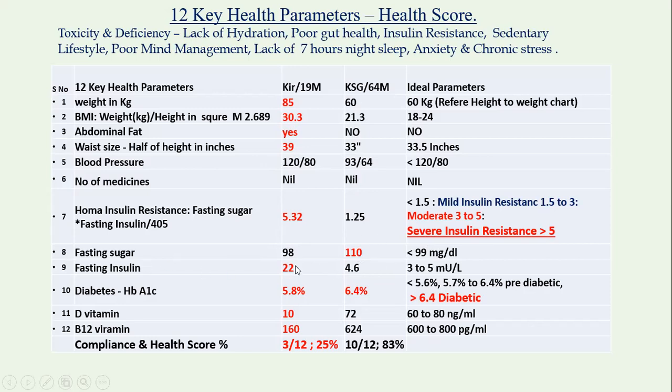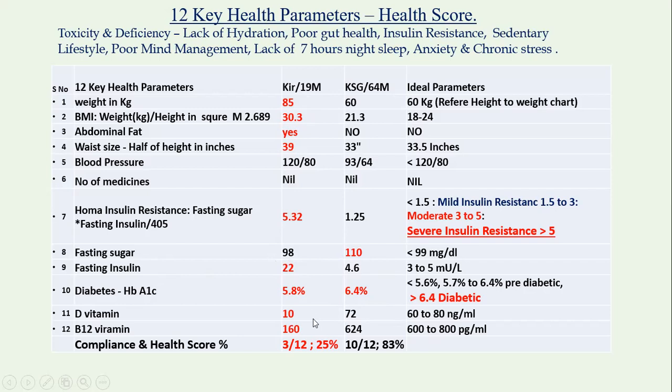And fasting insulin, look at it, 22. The range should be 3 to 5. He is almost 6 to 7 times higher. This is the reason why he is putting on weight and becoming unhealthy. Diabetes: look at 5.8%. He's a 19-year-old boy, a college-going student, and he's already pre-diabetic. And of course, I was diabetic for 12 years, so obviously I've still not got rid of it. It is 6.4 without medication, friends.